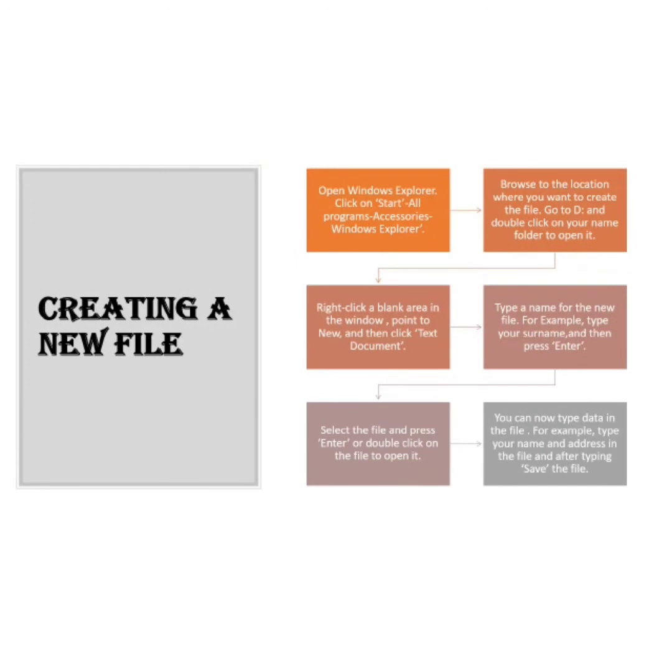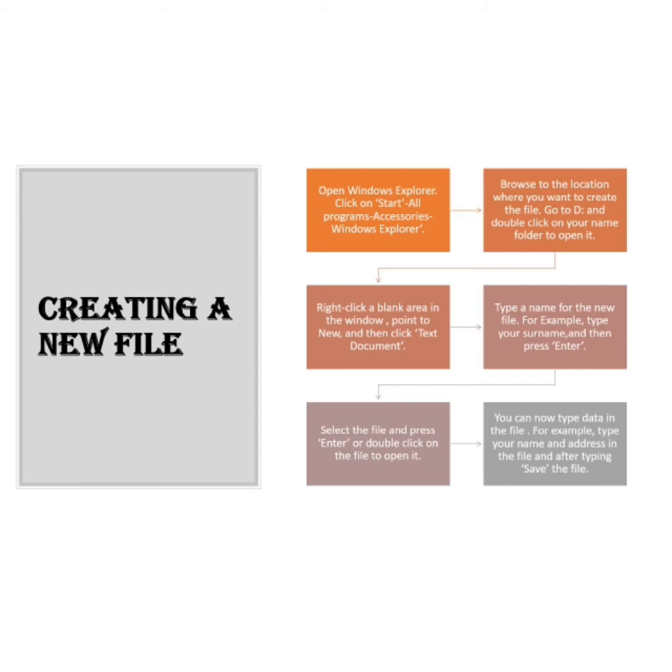Now we will learn how to create a new file. Open Windows Explorer, click on Start, All Programs, Accessories, Windows Explorer. Secondly, browse to the location where you want to create the file. Go to D drive and double click on your name folder to open it. Thirdly, right click a blank area in the window. Point to New and then click Text Document.